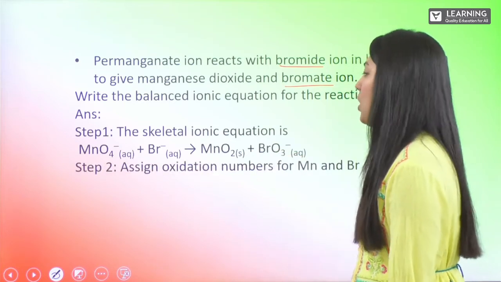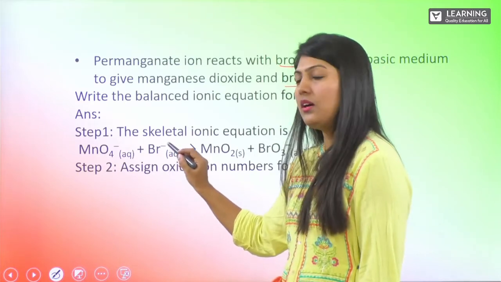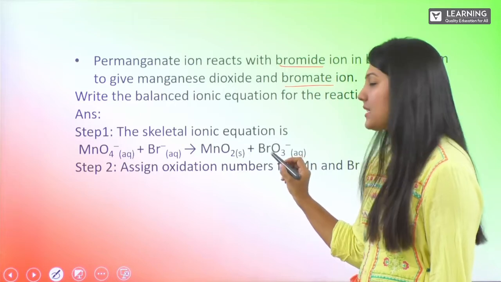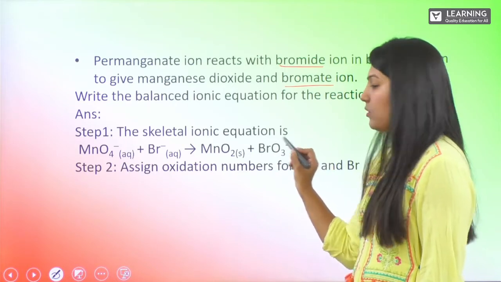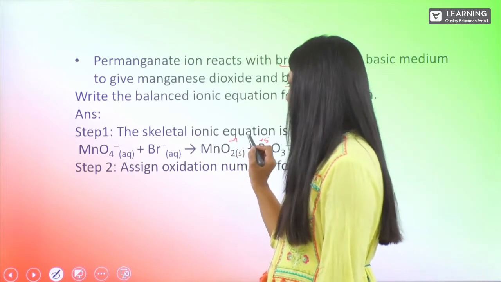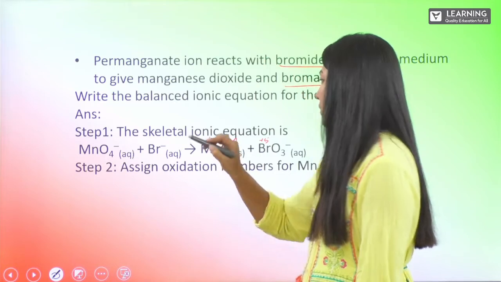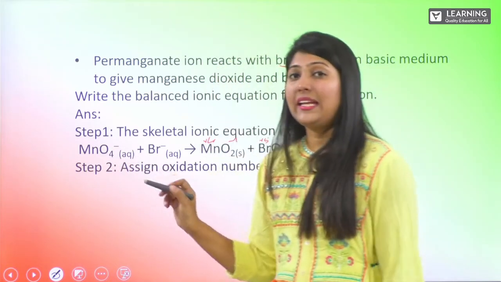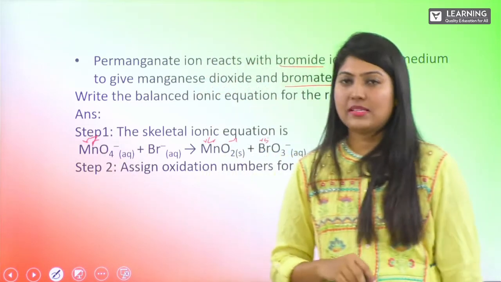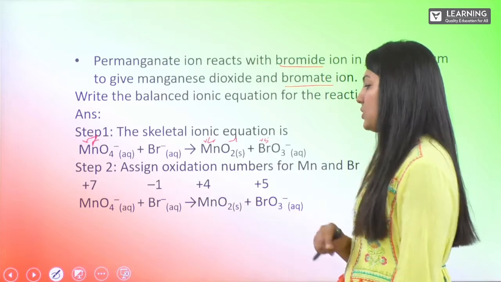Next we need to assign the oxidation number for Mn and Br. So Br is how much here? -1. Here it is 3 2s are 6. 6 minus 1, 5. So it will get +5. For Mn, it is -2. 2 2s are 4. -2 means this will have +4. Whereas 4 2s are 8. 8 minus 1 is 7. So Mn will get +7. So we will assign that +7, -1, +4 and +5.